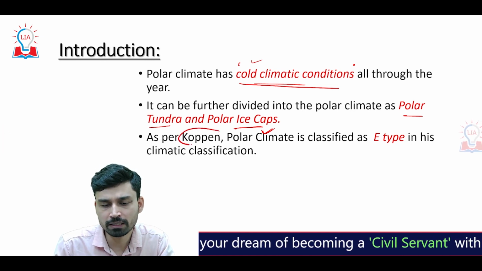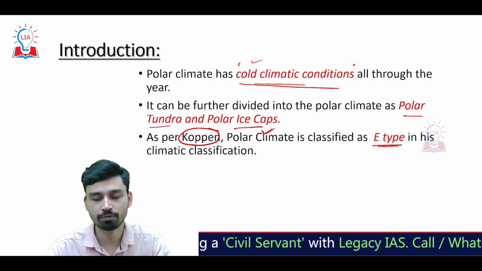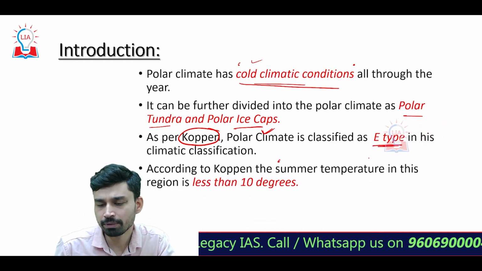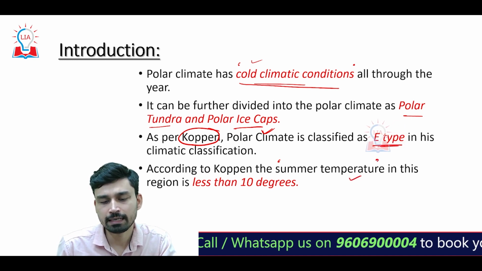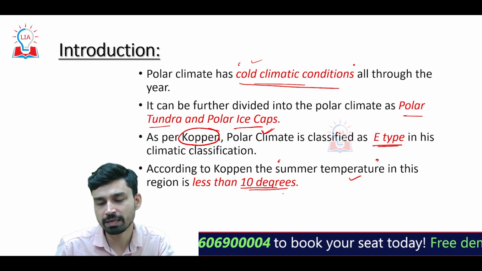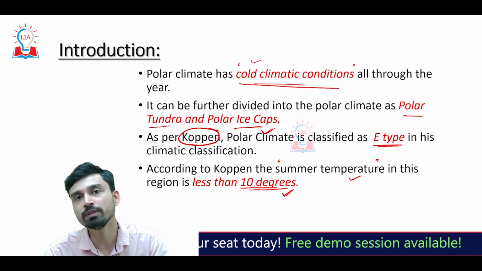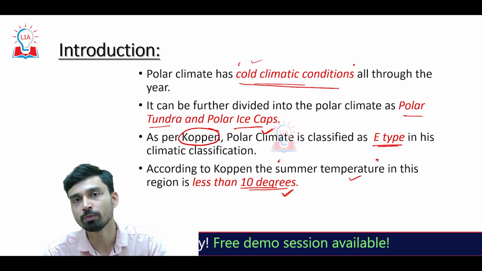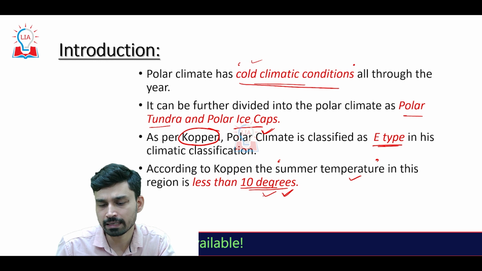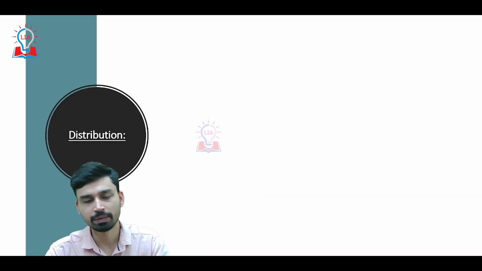As far as Köppen is concerned, he has classified this climate under the E type of climatic classification. As per him, the summer temperature in this climatic region seldom increases beyond 10 degrees Celsius. That means on average, it always remains less than 10 degrees Celsius. So the summer of the polar climatic region is not so warm, not so hot, because it is like a general winter temperature of the tropical and temperate regions.